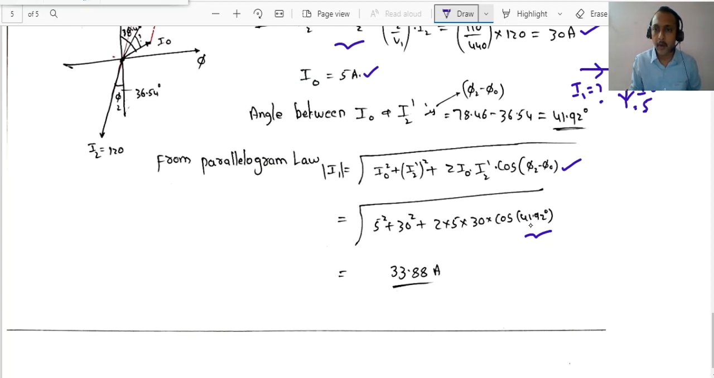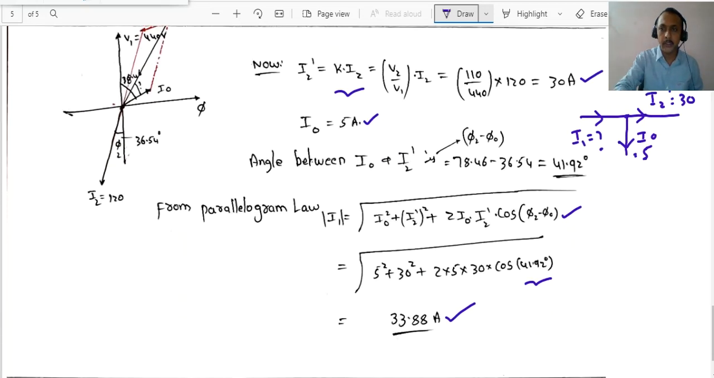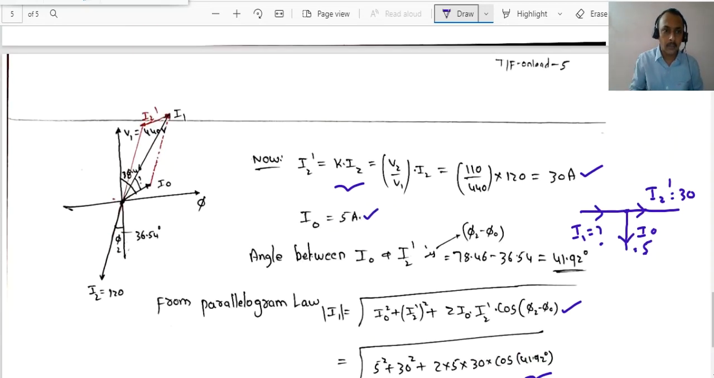So 41.92 degrees. We will get 5 square plus 30 square plus 2 into 5 into 30 into cos of 41.92, which is 33.88 amps. That is the value of I1. So now our I1 is how much, dear students? 33.88 amps. That is what we have drawn in the form of the diagram also.